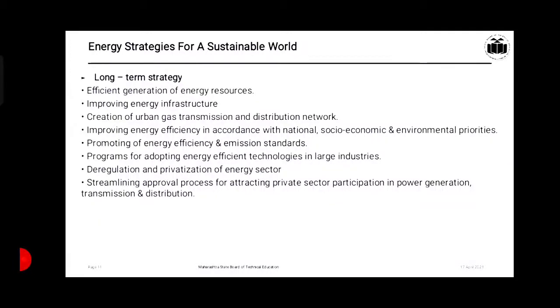Efficient generation of energy sources, improving energy infrastructure, creation of urban gas transmission and distribution network, improving energy efficiency in accordance with national social, economic and environmental priorities, promoting energy efficiency and emission standards. So these are the different types of long term strategy.